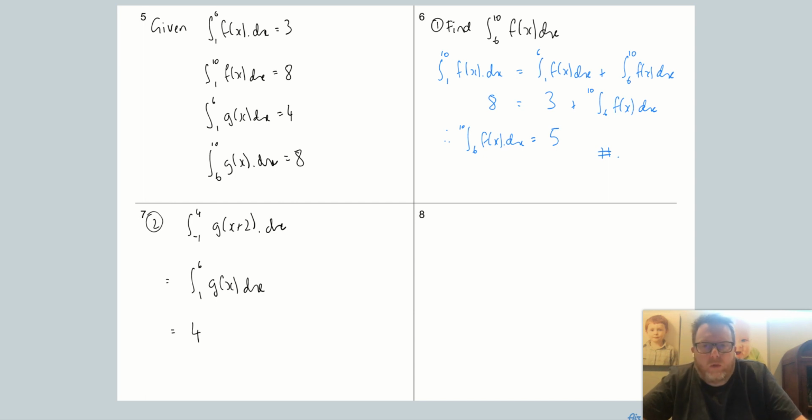So although it looks tricky, it's not too bad if you keep your wits about you and remember your fundamental understanding of functions and the idea of how transformations work.